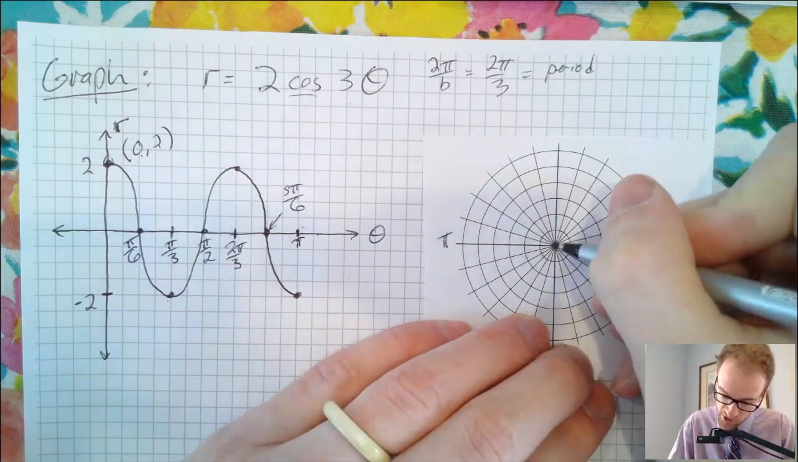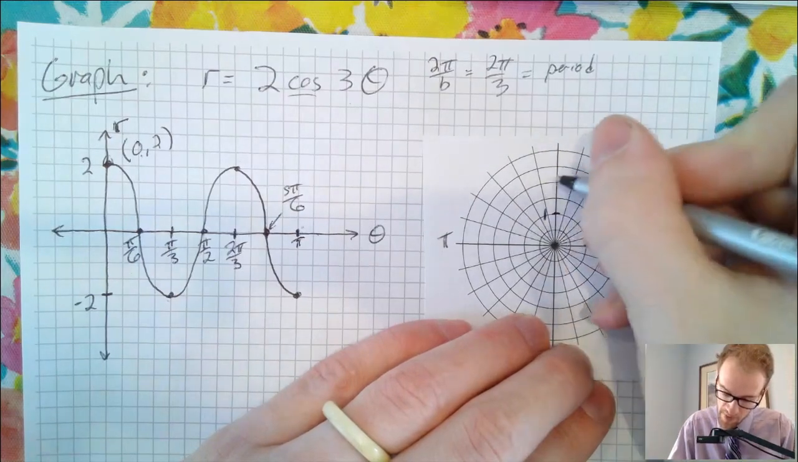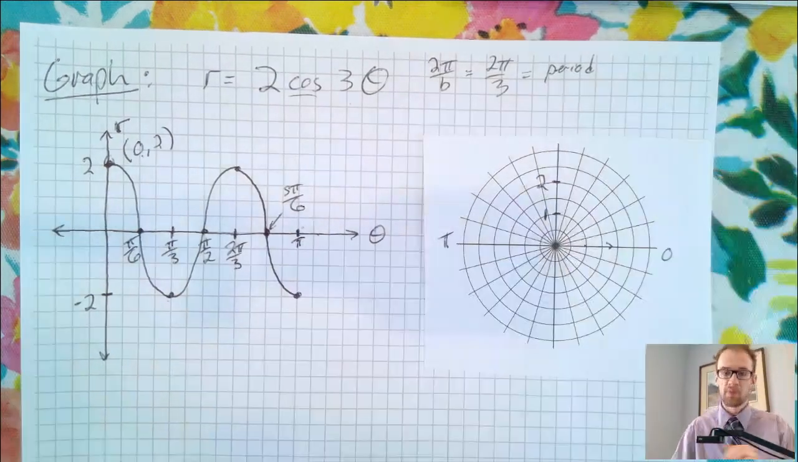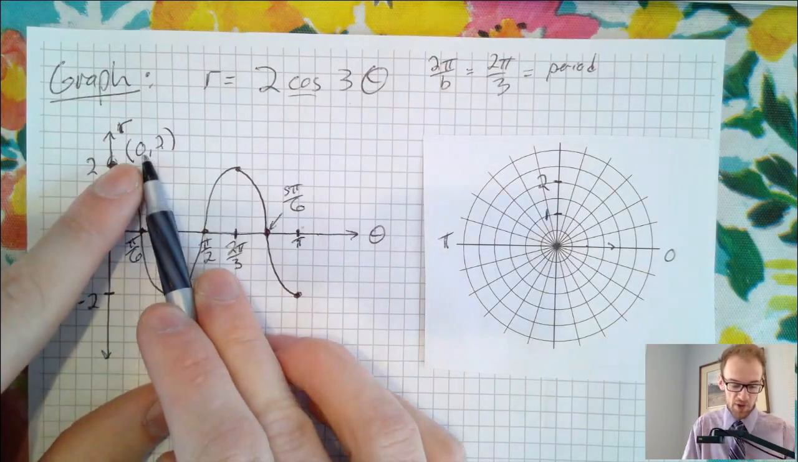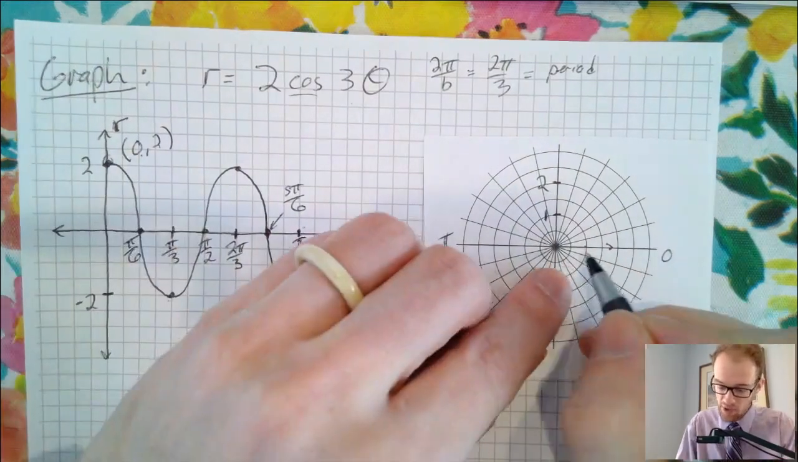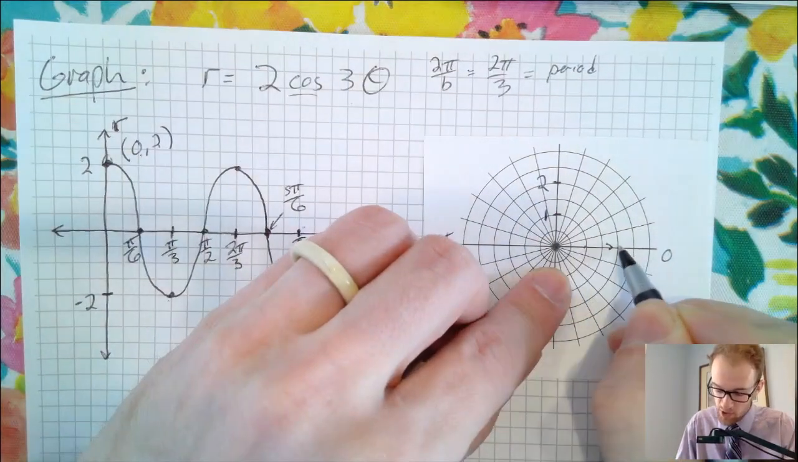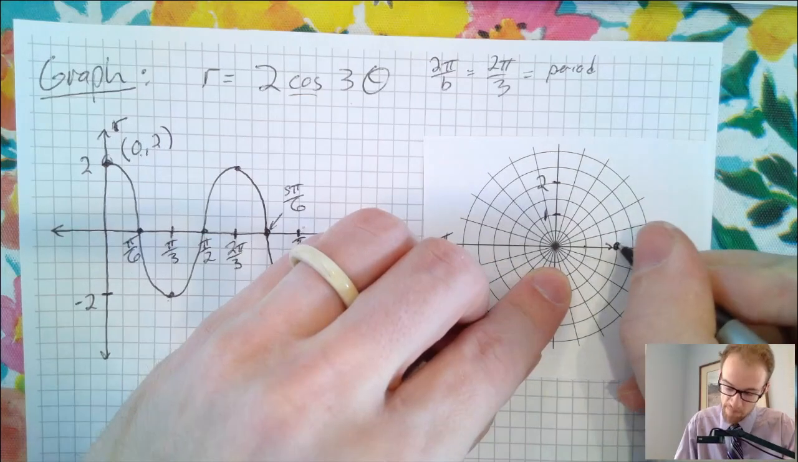Okay, so let's go 1, 2. That's good enough. Okay, so let's graph our first point. Theta is 0, radius is 2. Theta is 0, radius is 2. So there's my first point.